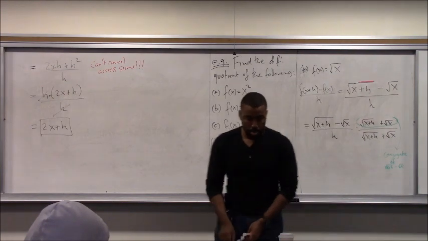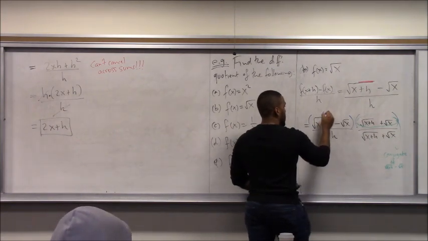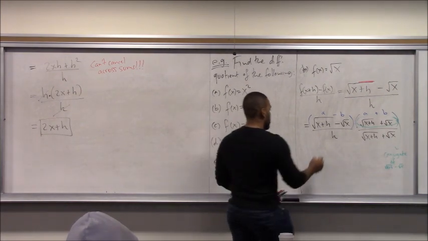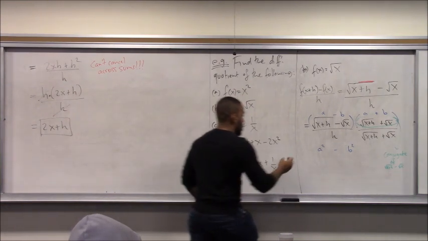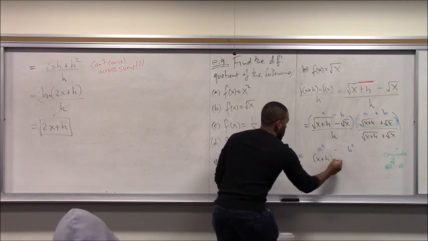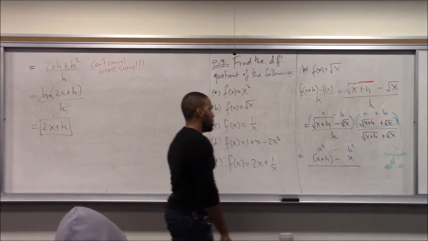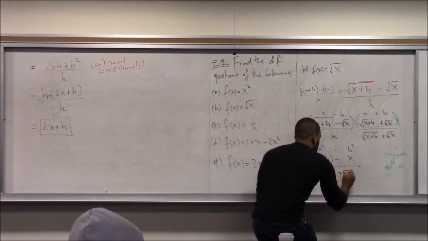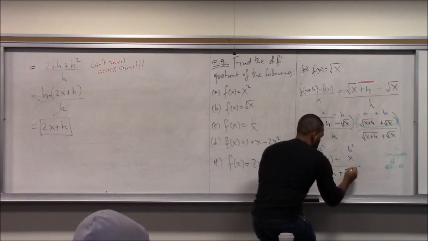The reason why we multiply by that is because now, if we look at what the numerator looks like, it looks like a minus b times a plus b. This means we know the answer should be a squared minus b squared. It's the difference of squares formula, which means the numerator will simplify to this squared, which is just going to be x plus h, minus this squared, which is going to be x. In the denominator, we'll just multiply these guys across.